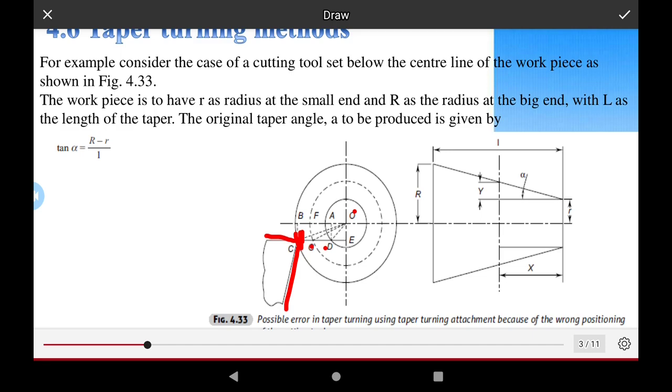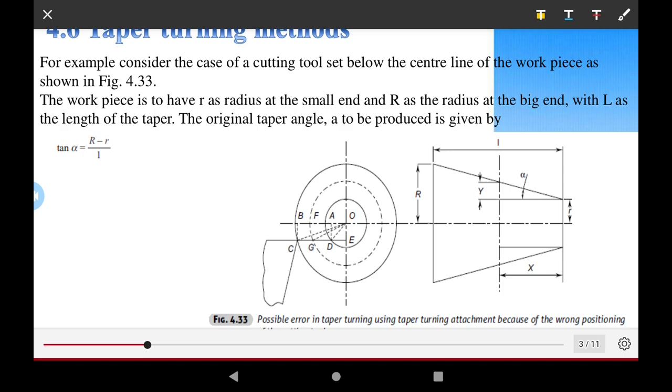This is the capital R, and this angle is the alpha angle. One alpha, and two alpha together make 2 alpha. This is the height of the angle, y. Then the value of alpha is found: tan alpha equals capital R minus small r upon L, where L is considered the length of the workpiece.